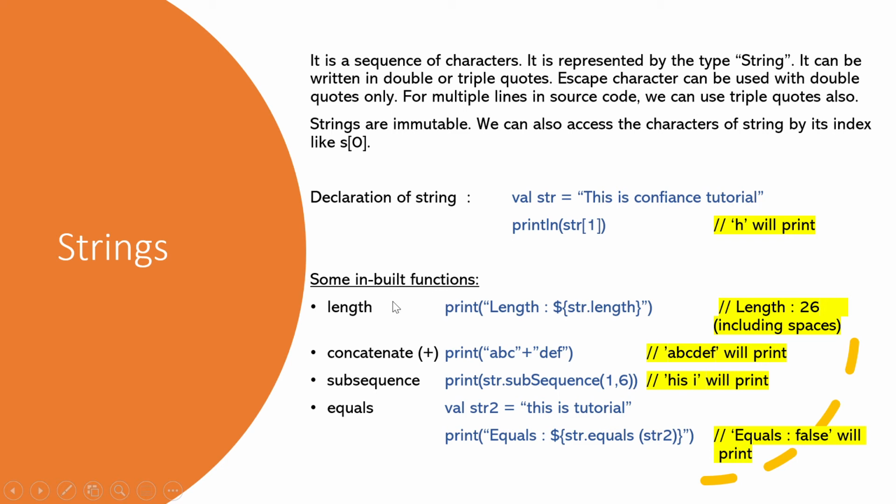Here are some inbuilt functions. Length, to find the string length, like how many indexes are in there. In the example we have 26 including spaces. Concatenate, used to add two strings into one. It can be achieved by the plus function also. Subsequence, used to take out a substring from a string as shown in the example. Equals, for checking whether two strings are equal or not.